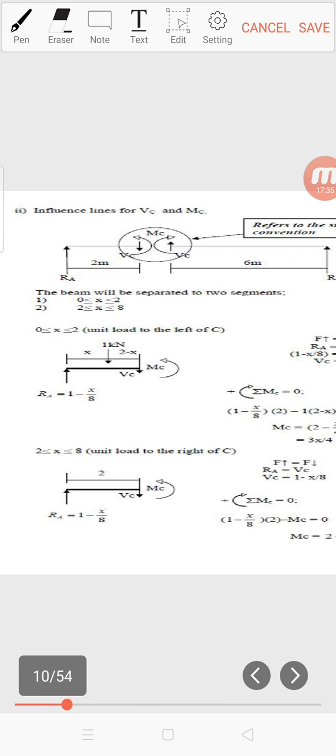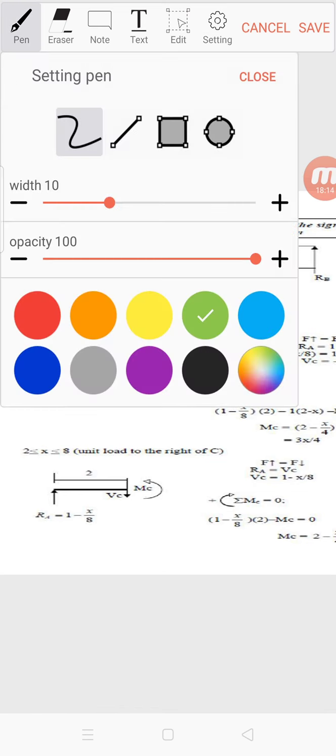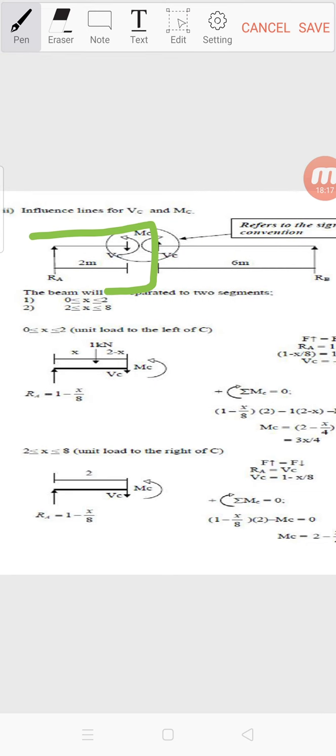Okay, so now how do we find the shear force diagram and also moment diagram at C? Okay, just now the question asks us to find the VC and MC at point C. So at this C, we divide the segment of the beam. We have the left and the right segment. Okay, and then to solve it, we only take the left segment, this one.